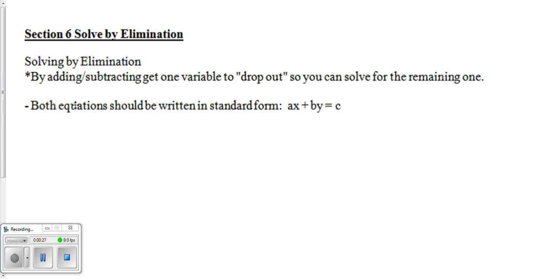So solving by elimination, we are adding or subtracting the whole equation from the other one, or just kind of putting the two together to drop out one of the variables. That'll help you solve for the remaining variable and then plug that in. To do this, you should make sure both equations are in standard form, the ax plus by equals c.